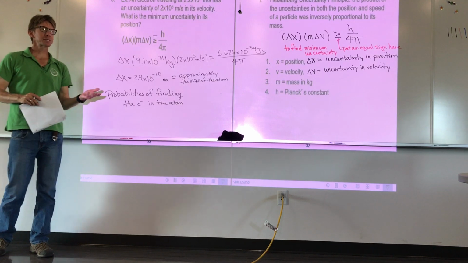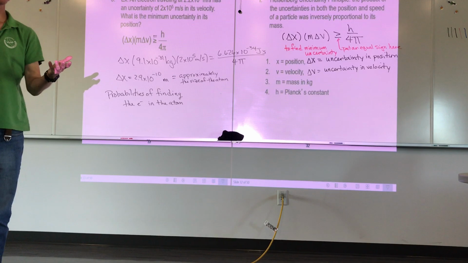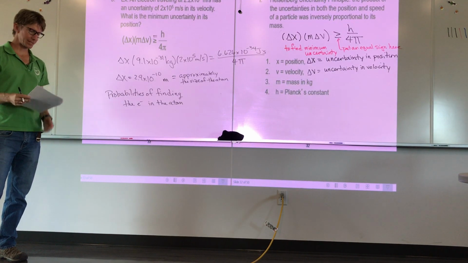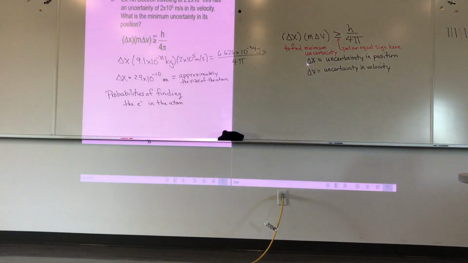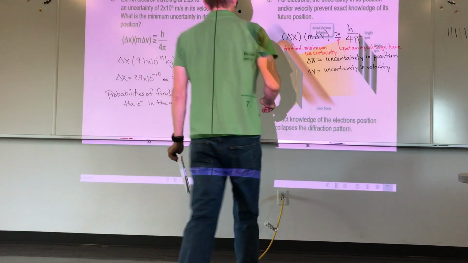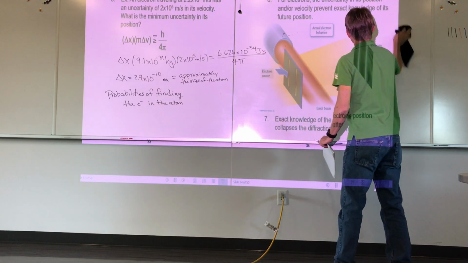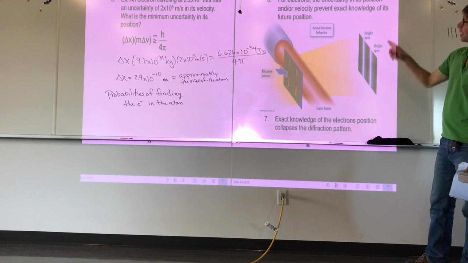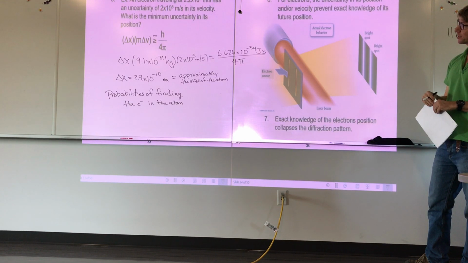And actually, the most exact thing you can talk about is the energy of an electron. We'll talk about energies of electrons, but the positions will be in volumes of space. And so now we come back to this. For electrons, the uncertainty in its position and or velocity prevent exact knowledge of its future position.